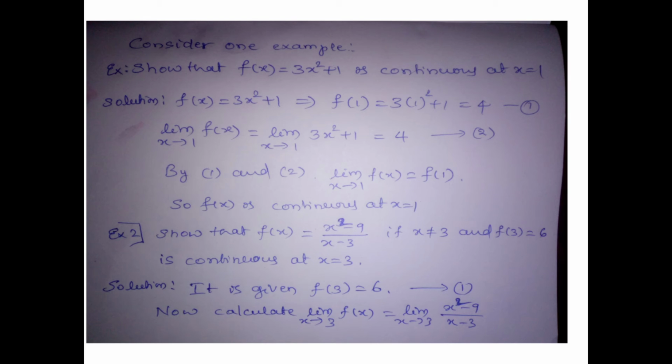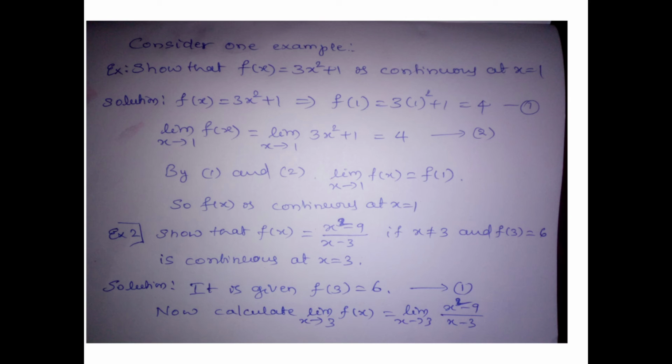Now if you take the limit of f(x) as x tends to 1, calculating both the left hand limit and right hand limit, you will see that it equals 4. So here the limiting value of the function is equal to the value of the function at that point. So the function is continuous at x equal to 1.